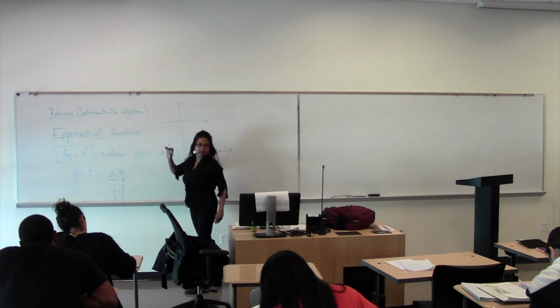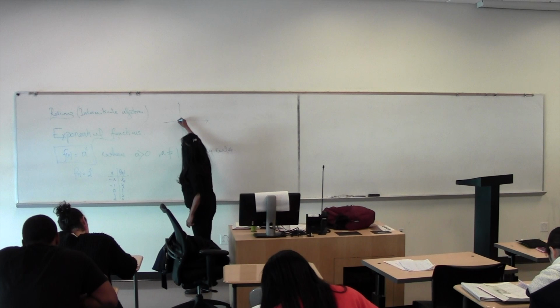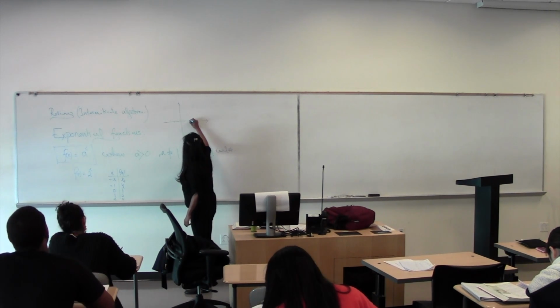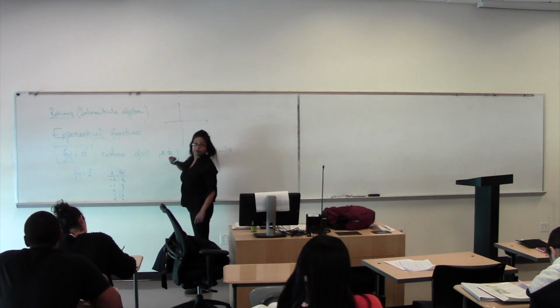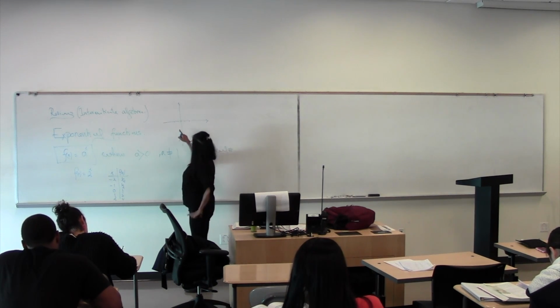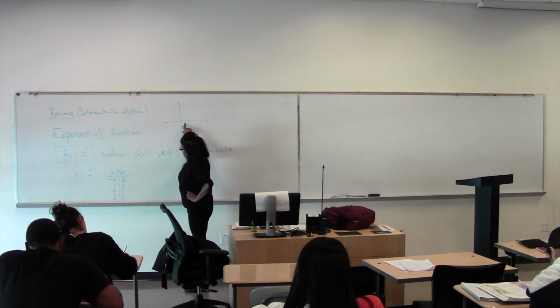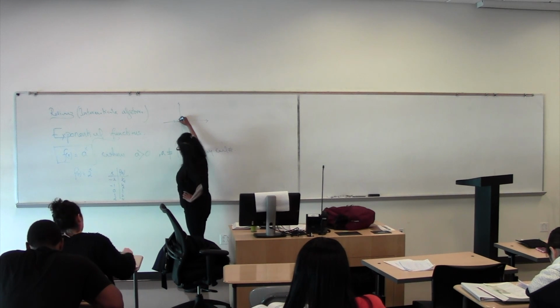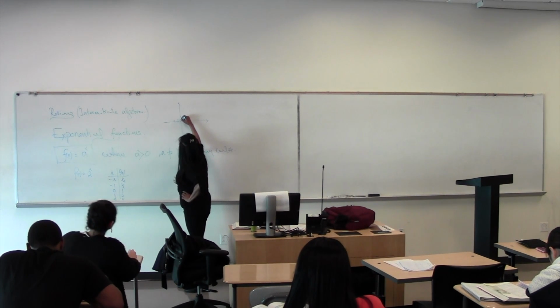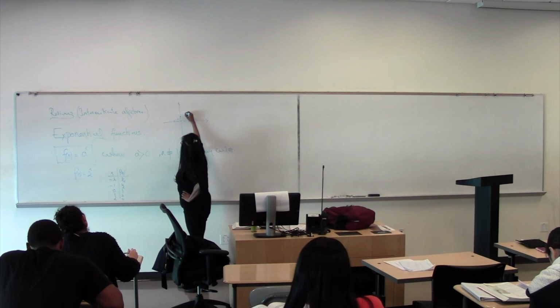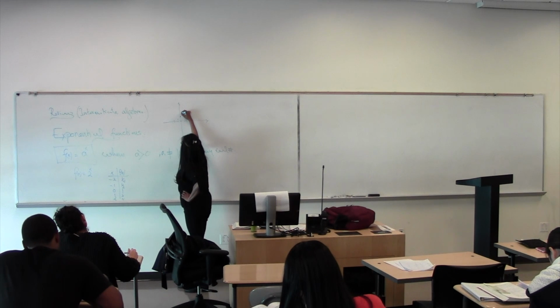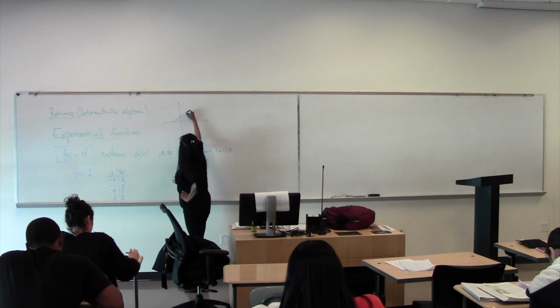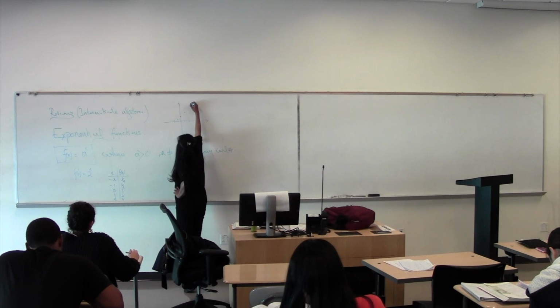So for the graph, we have to mark at least 5 points, right? Go from -2 to +2, including 0. At least take that. So what do you get here? X equal to -2, y value 1/4. X equal to -1, y value 1/2. X equal to 0, y value 1. X equal to 1, y value 2. X equal to 2, y value 4.